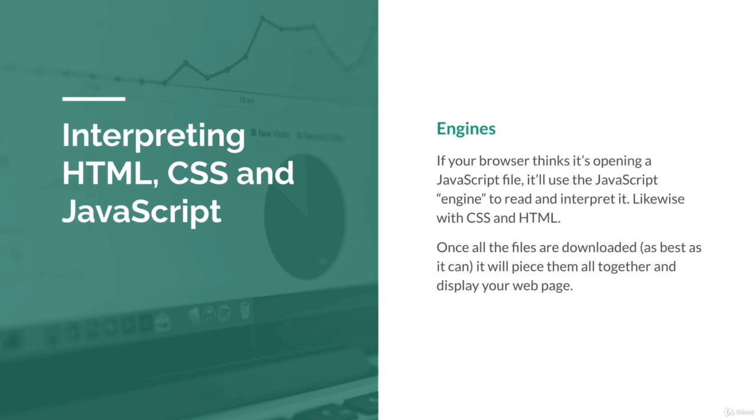If your browser thinks it's opening a JavaScript file, it'll use the JavaScript engine to read and interpret and make your website interactive. Likewise with CSS and HTML. So if it realizes that there's a CSS file, a cascading style sheet file that is, it's going to try to interpret that and make your website look good. And so they have different purposes. Once all the files are downloaded, as best as they possibly can, it's going to piece them all together, and again, it's going to try to display your website, or it's going to perform a render.